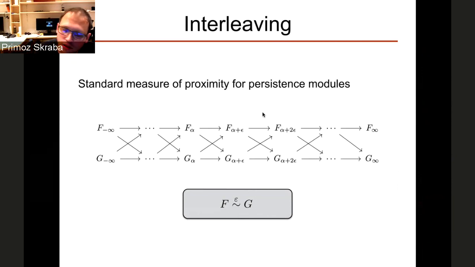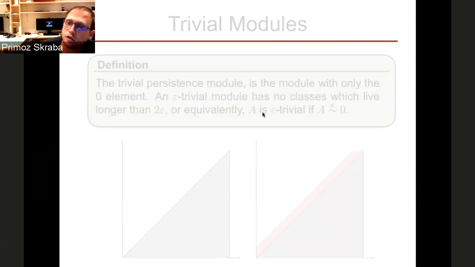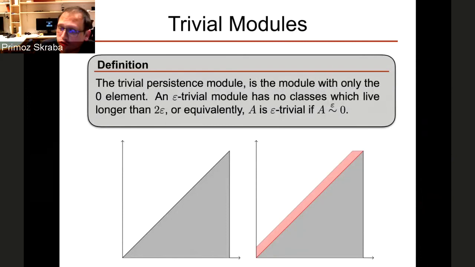But the important thing to say, when we want to talk about approximately good covers, is that a good cover is somehow homologically trivial or topologically trivial. So the natural notion for approximately good covers would be to say that we need this notion of a trivial module. A trivial module is just one with zero, that's the only element in the module. And so an epsilon trivial module is one that is epsilon interleaved with zero.